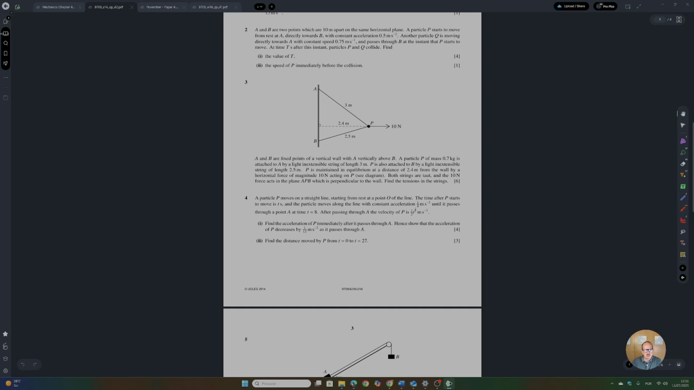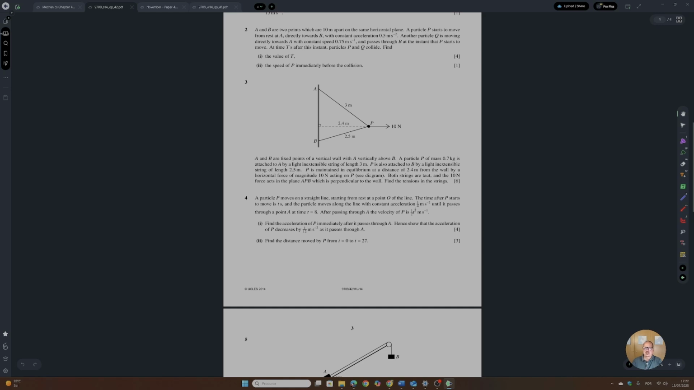in the diagram. So A and B are fixed points on a vertical wall with A vertically above B. A particle P of mass 0.7 kilograms, well, you have the mass of the particle, is attached to A by a light inextensible string of length 3 meters. This light inextensible string is what you are always going to read about strings, meaning that the light means that the mass of the string doesn't matter. Inextensible means that this length is the length that you're going to deal with throughout the question. Is not extensible. So in a nutshell, you don't need to worry about the physical properties of the wire.